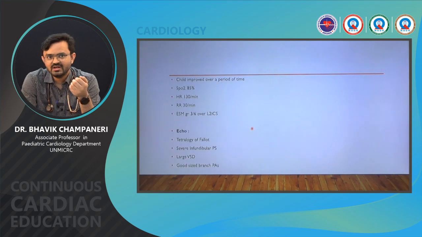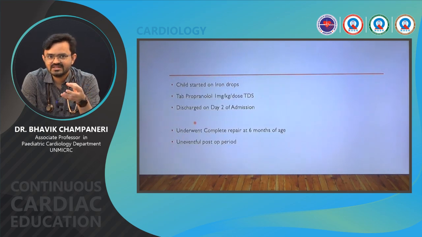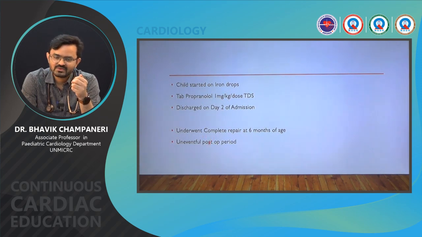over 4 hours. Child improved over a period of time, SpO2 improved to 85%, ejection systolic murmur became louder, and diagnosis was confirmed to be tetralogy of Fallot, but child was 4 months old and became stable. So patient was managed medically, medication was optimized, and patient was discharged on second day of admission on iron drops and propranolol, and at 6 months of age patient underwent complete cardiac repair. Post-op period was uneventful and patient has been doing well.